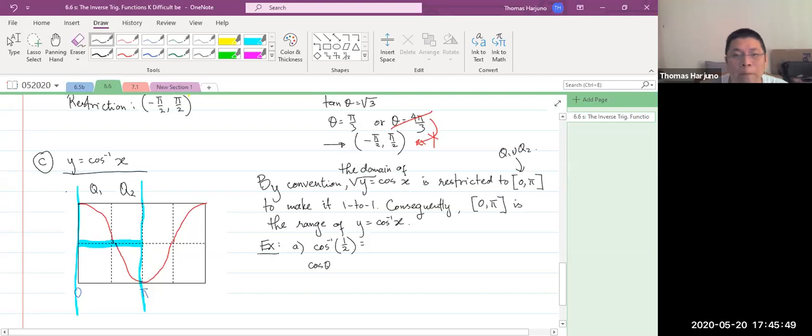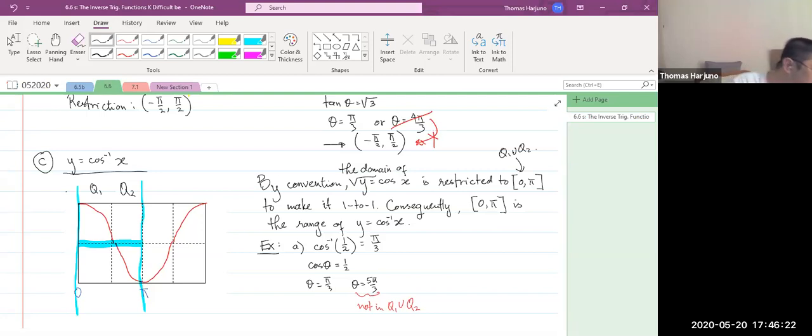Cosine what equals 1/2? It's either in quadrant 1 or quadrant 4, right? But this one is not in quadrant 1, not in quadrant 2, so we cannot use that one. We will use pi over 3.